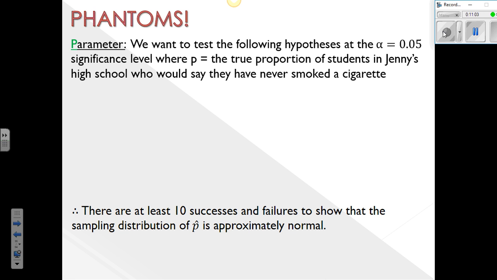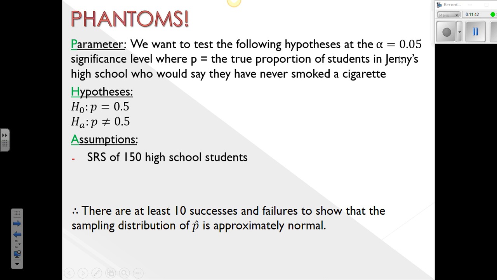So our hypotheses here are going to be p equals 0.5, because that's the national proportion. What's going to be the alternative if we want to figure out if it differs? Not equal to. So Ha is going to be p is not equal to 0.5. Not 0.05, 0.5.